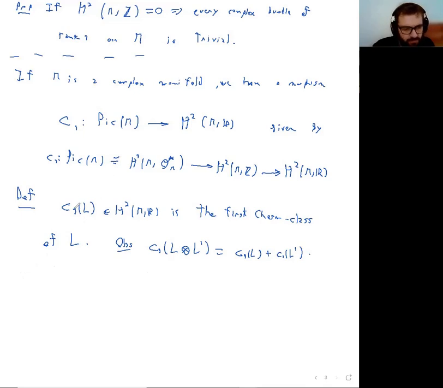Okay, so now that we have this Chern class, it would be interesting to know what it looks like. So let's say I give you a bundle and you can compute this Chern class, which is, of course, an invariant.